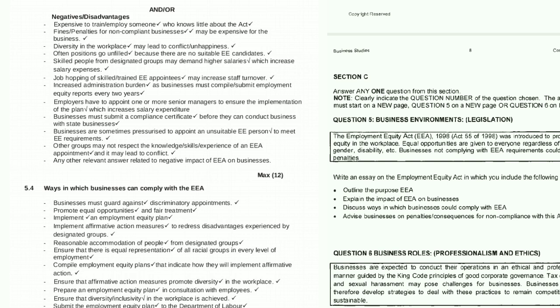Ways in which the business can comply with the EEA. Business must guard against discriminatory appointments, promote equal opportunities and fair treatment, implement an employment equity plan, implement affirmative action measures to redress disadvantages experienced by designated groups. And then it's done, guys. The other ones I've put on the screen. You can read them by yourself.